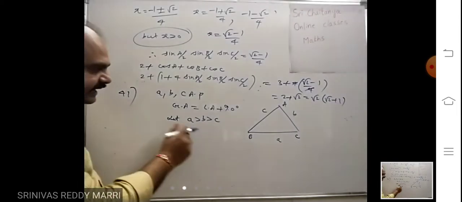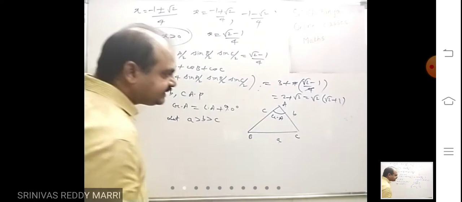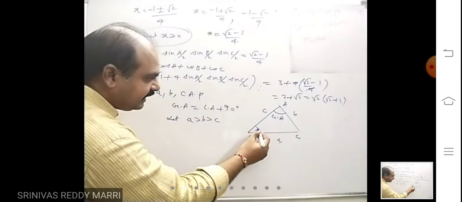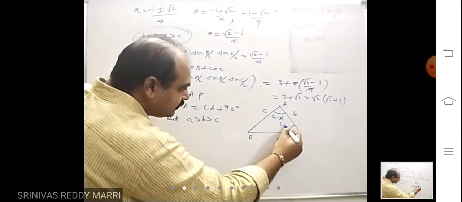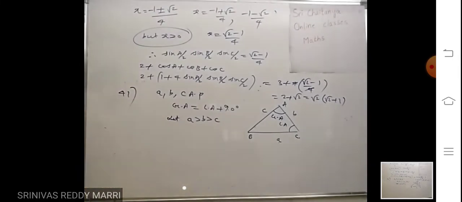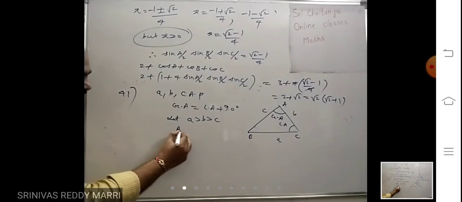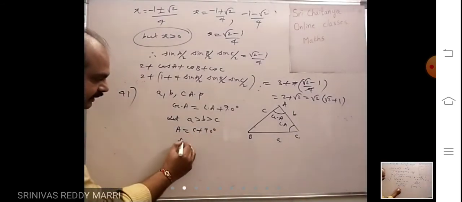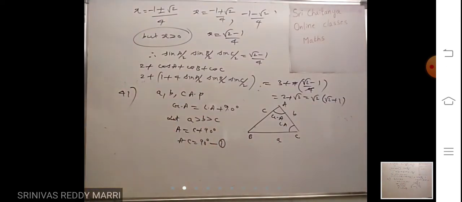Now a is the greatest side. Which one will be the greatest angle? This is the greatest side, so this is the greatest angle. Now c is the least side. Which one is the least angle? Opposite to c, that means this is the least angle. The angle opposite to the least side is the least angle. Now what has he given? Greatest angle equals least angle plus 90 degrees. Therefore A minus C is 90 degrees. Let us say equation 1.